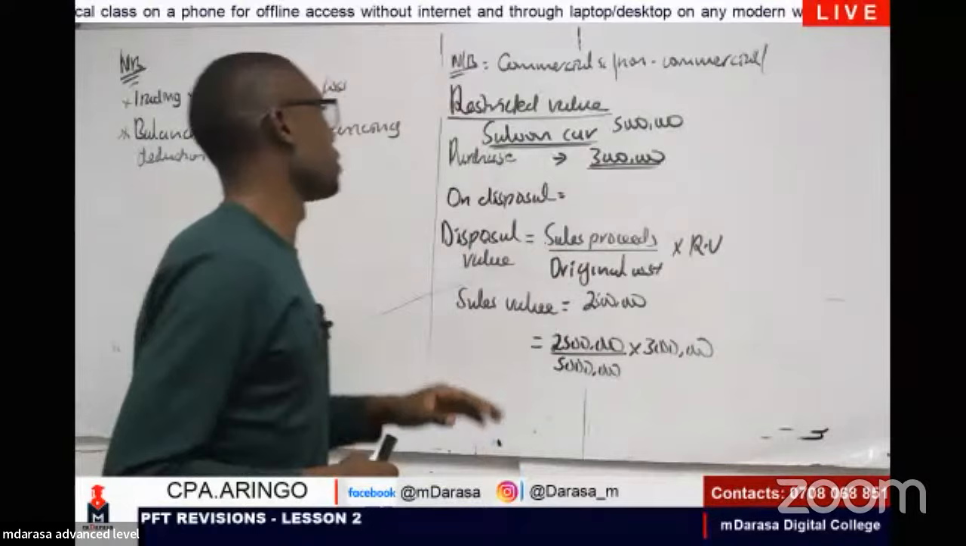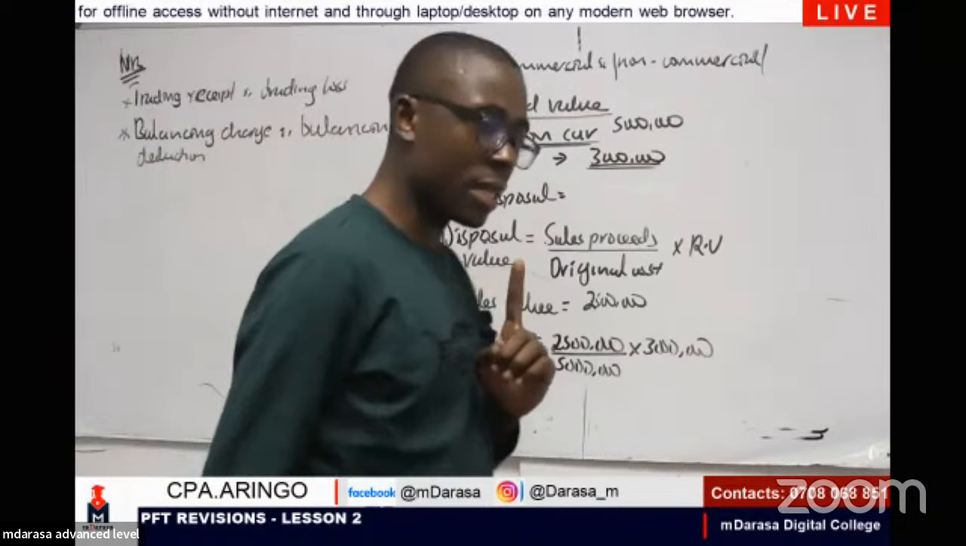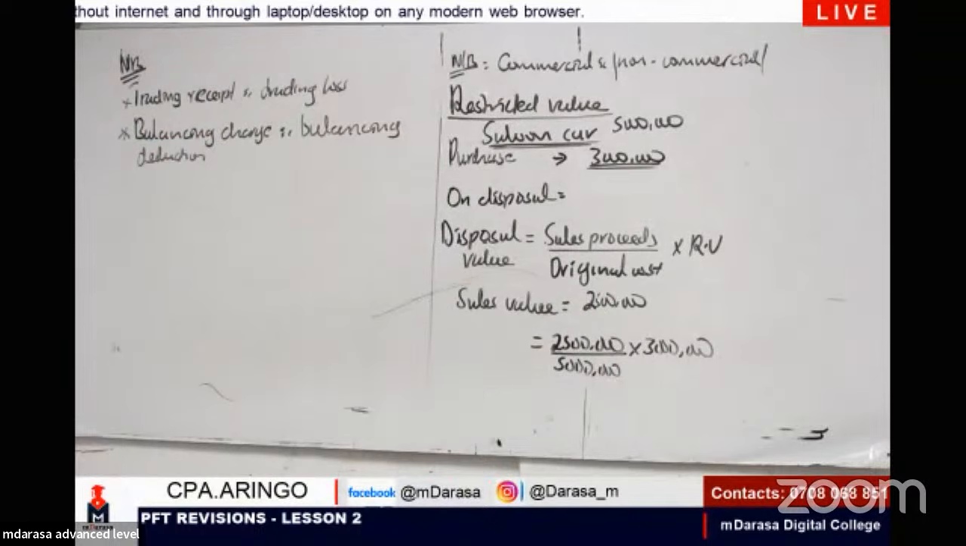So we start with the first one, trading receipt. And I think this question was tested last year. Ama ilikuwa mwaka gani? Just a moment. Actually, it's good that it has come up. Let me check. That's why I always say that theories are also very important.